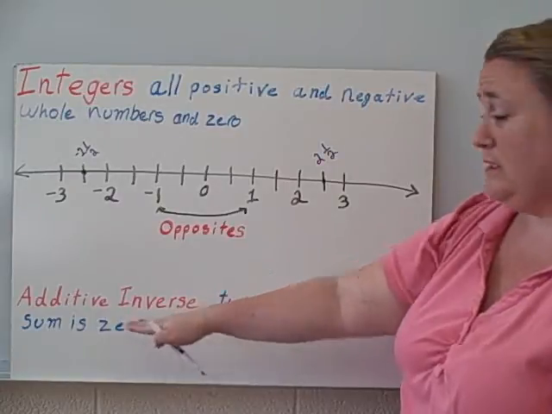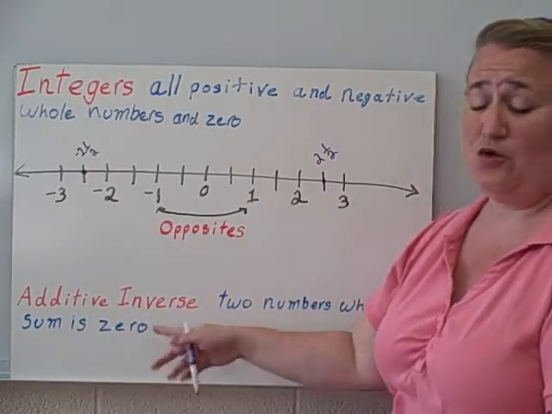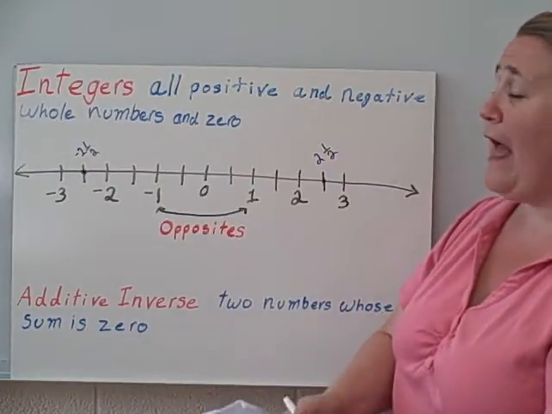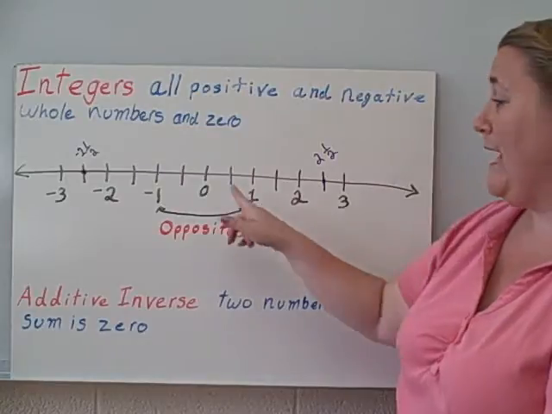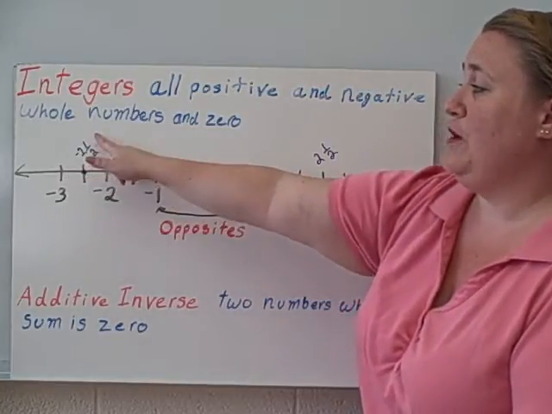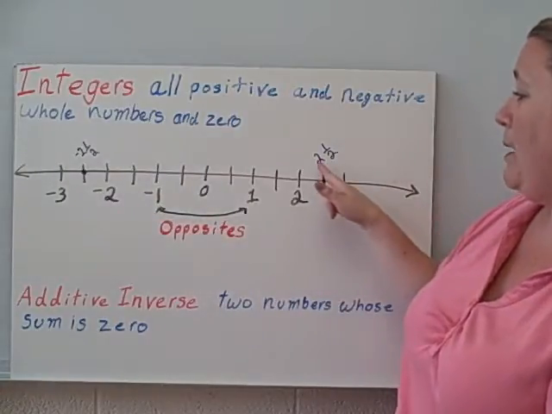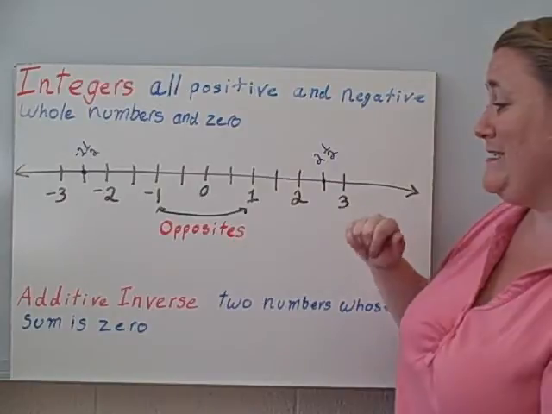Additive inverse are two numbers whose sum is 0. So if I were to add -1 and +1, I would get 0. Just like if I add -2 and 1/2 and +2 and 1/2, I would also get 0.